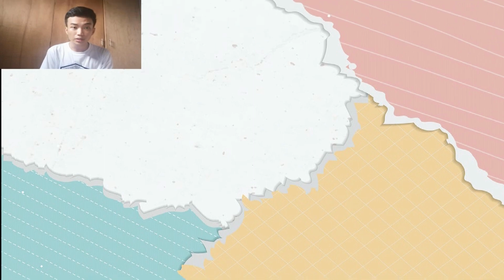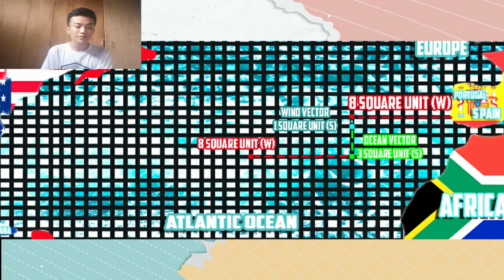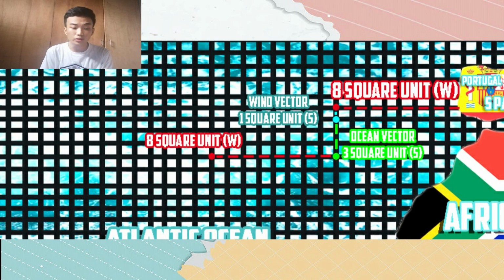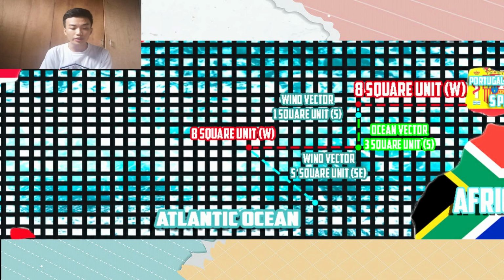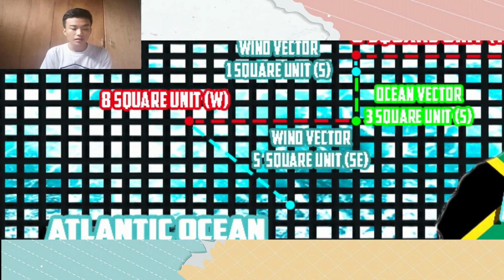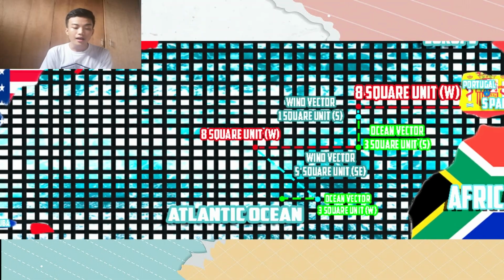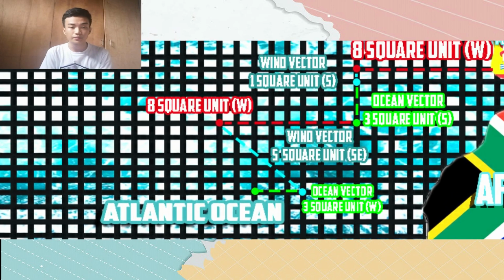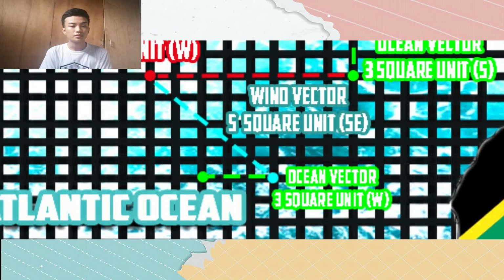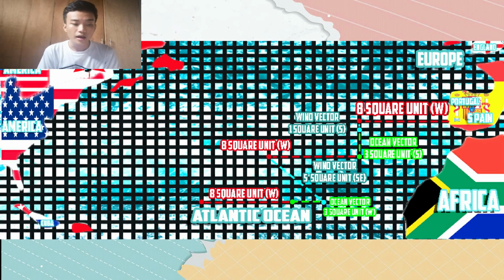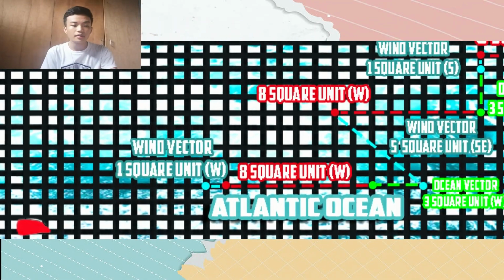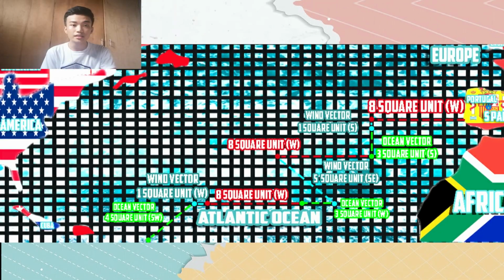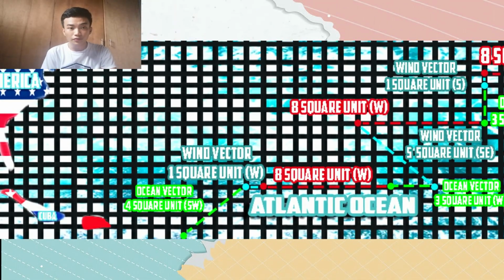Now, let's continue. Add the ship's vector again with 8 square units west. Then add the wind vector of 5 square units southeast. And for the ocean vector, add 3 square units west. Next month, add 8 square units west again. Add 1 square unit west for the wind vector. Then add 4 square units southwest for the ocean vector.